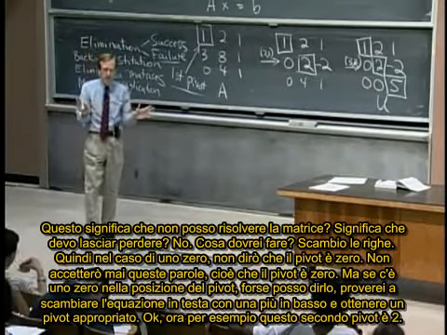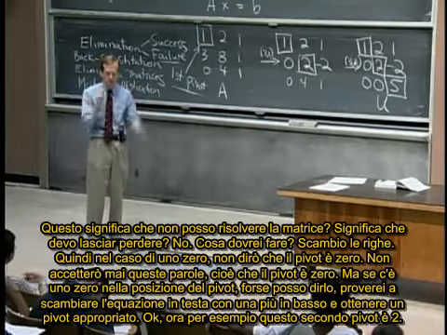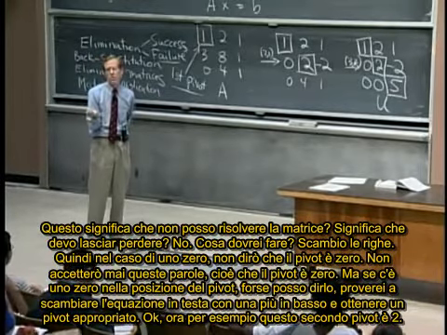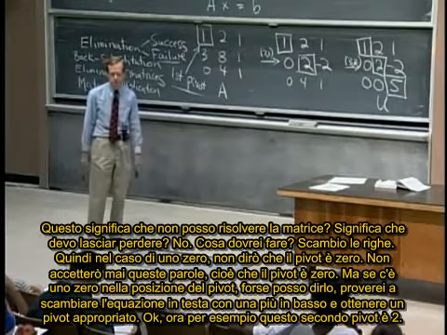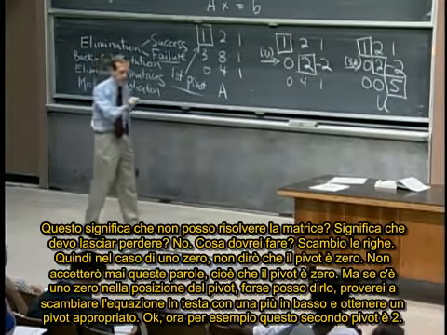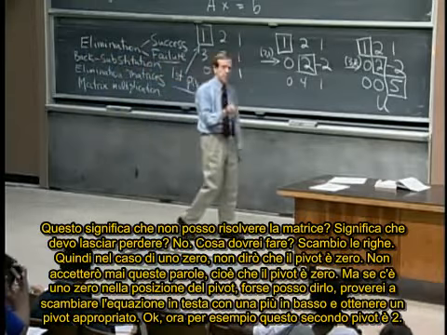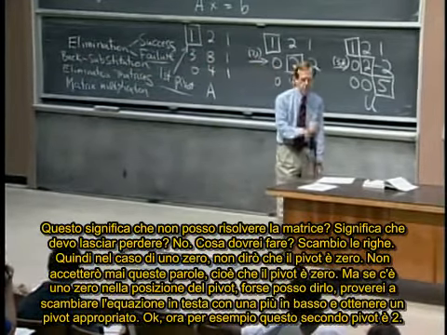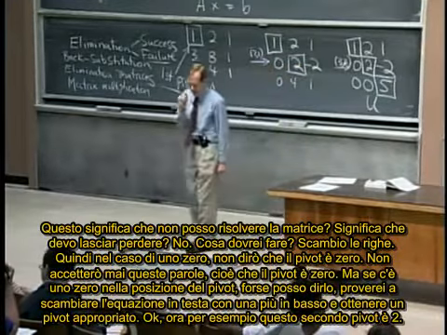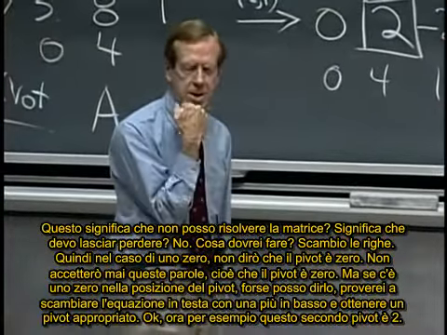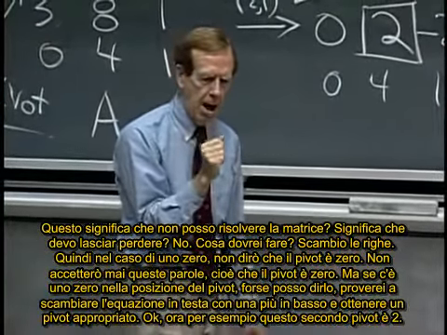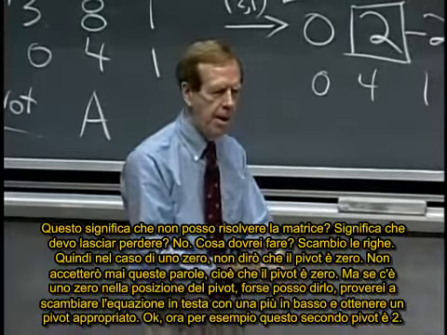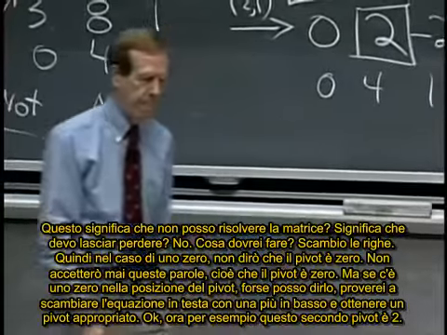Does that mean I can't solve the problem? Does that mean I quit? No. What do I do? I switch rows. I exchange rows. So in case of a 0, I will not say 0 pivot. I will never be heard to utter those words, 0 pivot. But if there's a 0 in the pivot position, I would try to exchange for a lower equation and get a proper pivot up there.